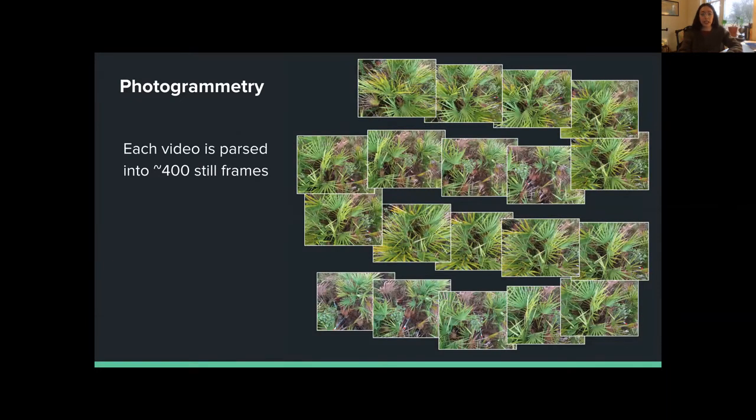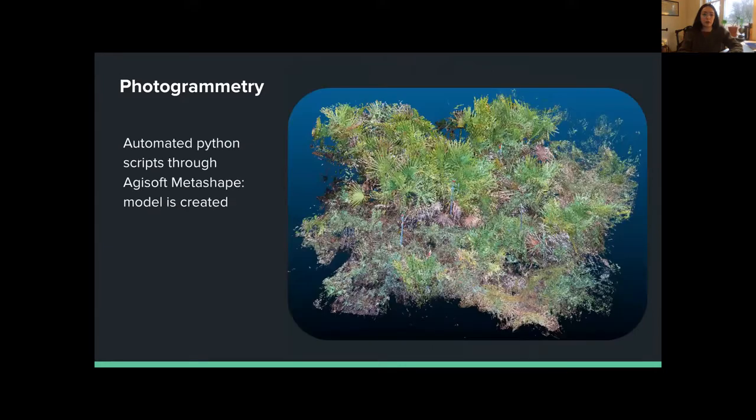After that video is collected, again, that video is super short, just 1 to 2 minutes long. We run everything through a Python script that parses it down into around 400 still frames per plot. And this is obviously just a small subsample of the frames here. But the point is that there's a tremendous amount of overlap between these different stills, which is really important for generating a good final model.